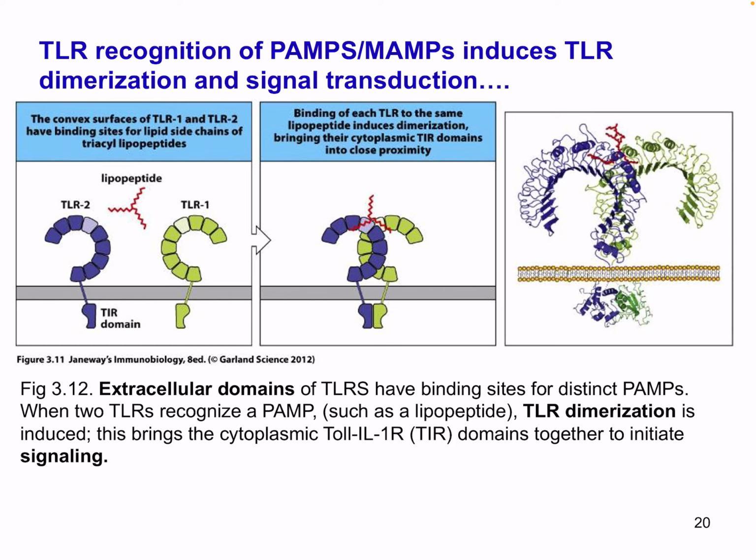In this figure, we can see that extracellular domains of TLRs have binding sites for distinct PAMPs. When two TLRs recognize a PAMP, such as a lipopeptide, TLR dimerization is induced and brings the cytoplasmic toll IL-1 receptor, or TIR, domains together to initiate signaling. So here we can see they come together, binding to the PAMP, and we have our activation.